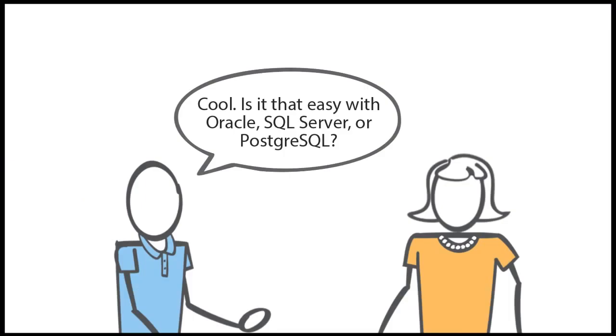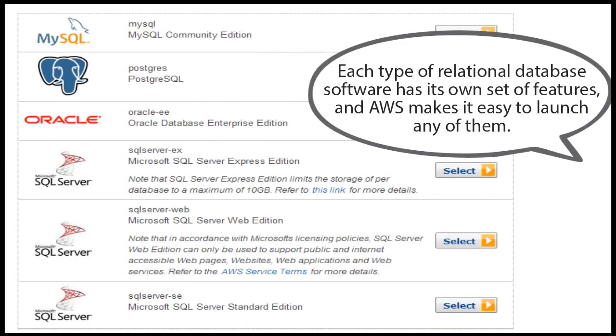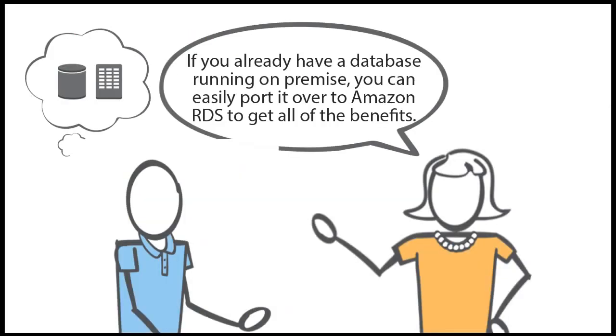Cool. Is that easy with Oracle, SQL Server, or Postgres? Yes, you choose the database that works best for your solution. Each type of relational database software has its own set of features, and AWS makes it easy to launch any of them. If you already have a database running on-premise, you can also choose to port it over to the AWS cloud to get all of the benefits.